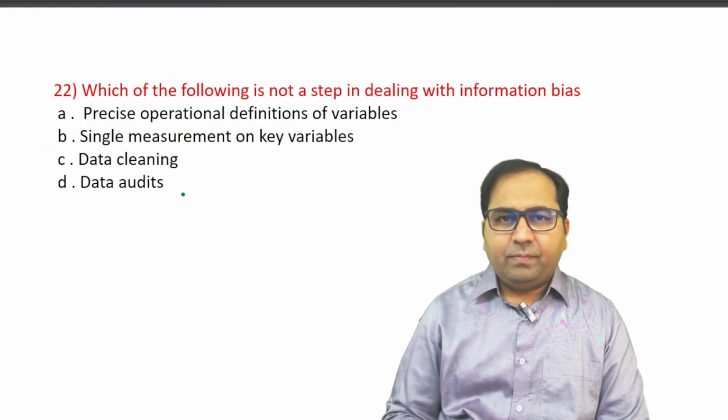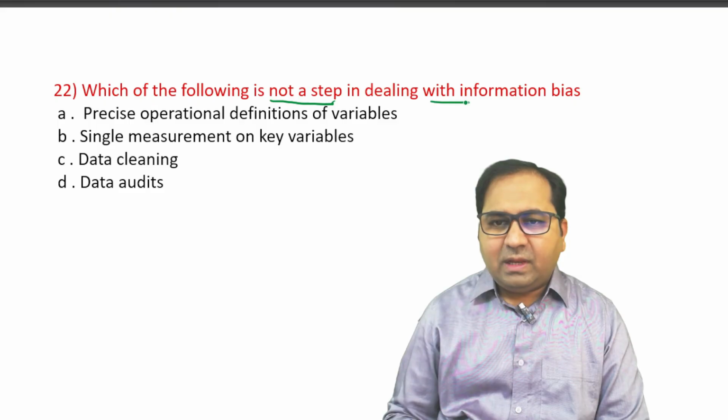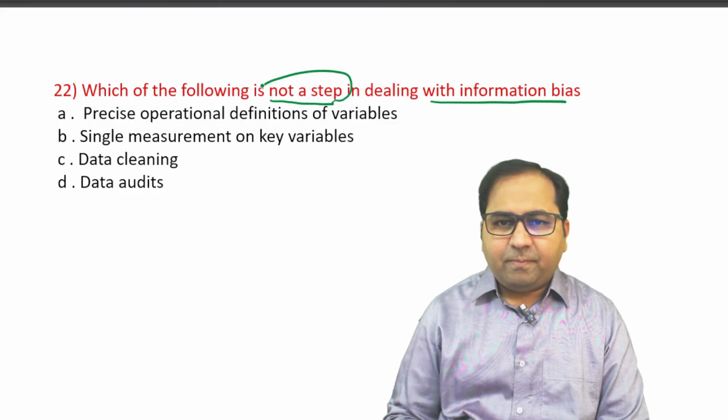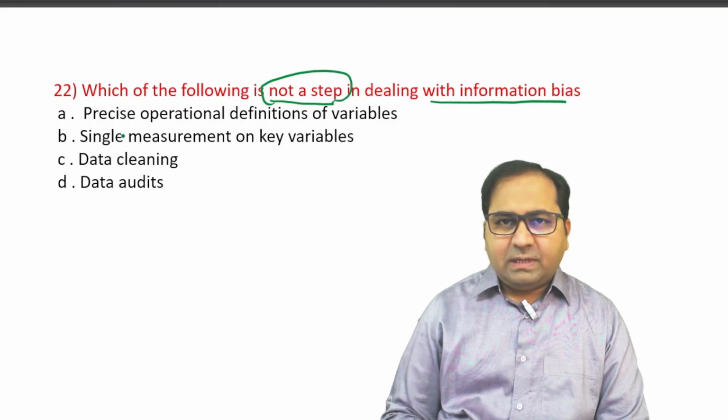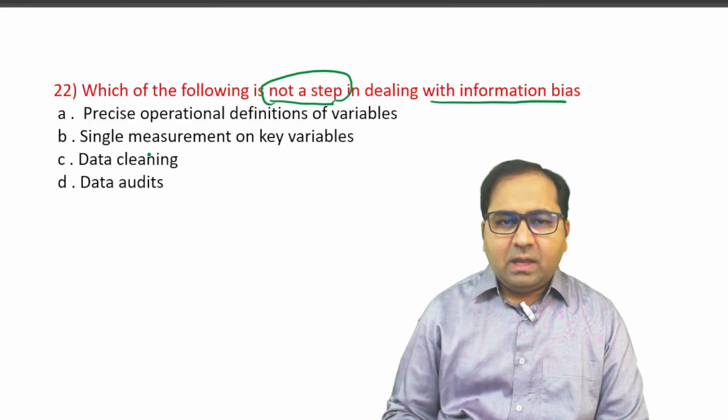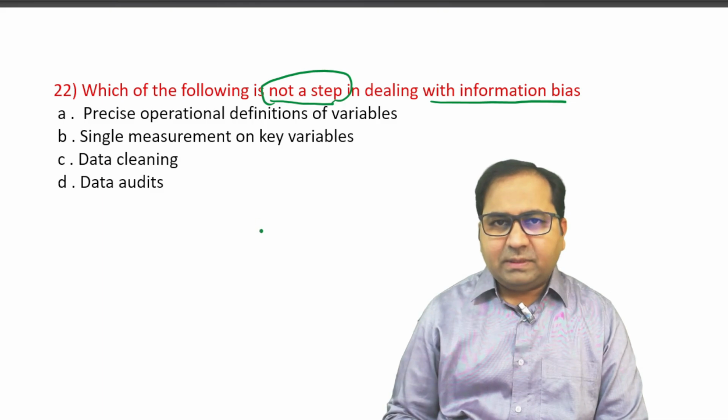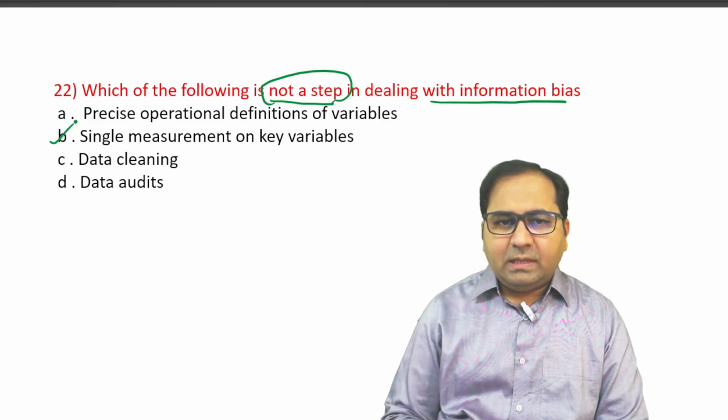Okay. Next question. Which of the following is not a step in dealing with the information bias? Not a step. What are the options? Options are A. Precise operational definitions of variables, B. Single measurement on key variables, C. Data cleaning, or D. Data audits. So which is not a step in dealing with the information bias? The answer for this question is B. Single measurement on key variables.